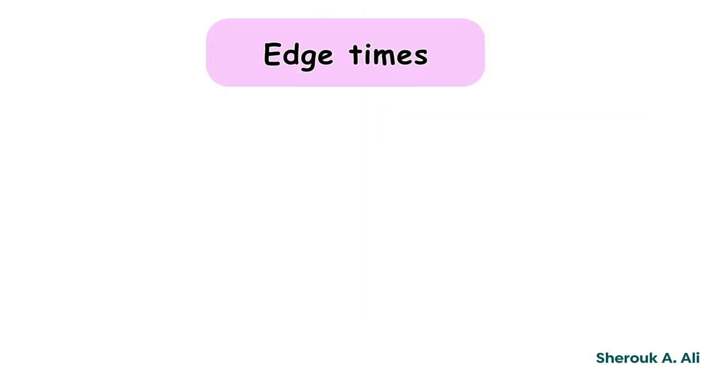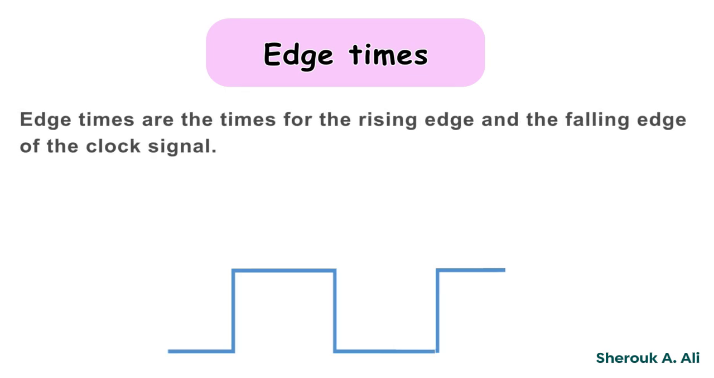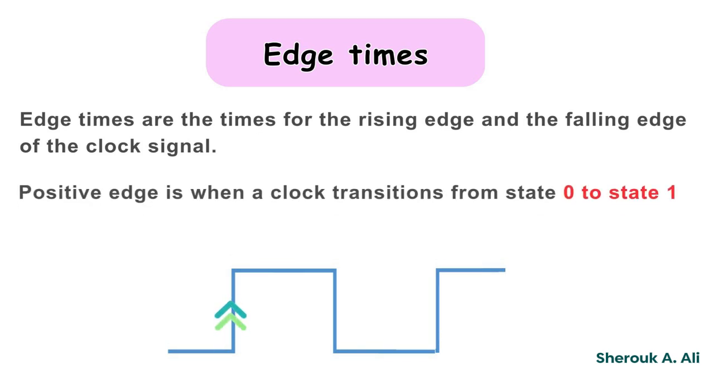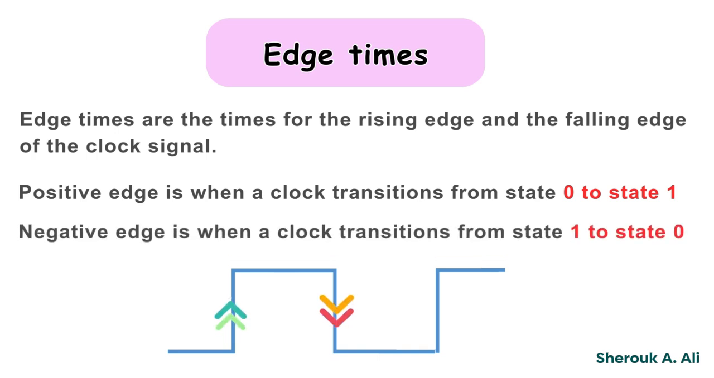Now, let's look at the fourth characteristic of a clock signal, which is the edge times. Edge times are the times for the rising edge and the falling edge of the clock signal. As shown, the positive edge is when a clock transitions from state 0 to state 1. And the negative edge is when a clock transitions from state 1 to state 0.